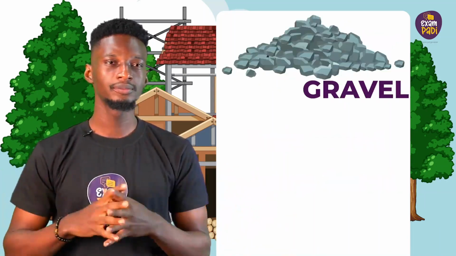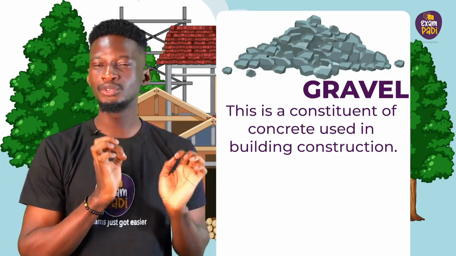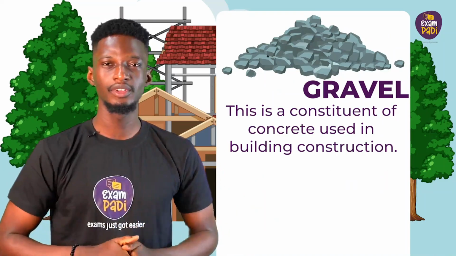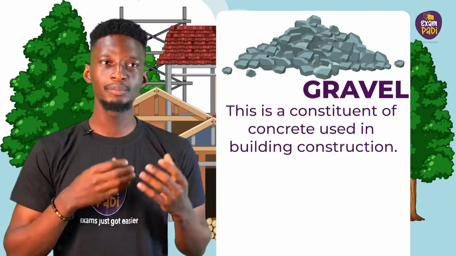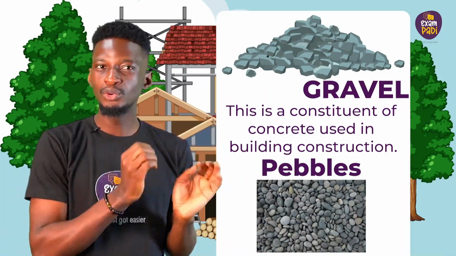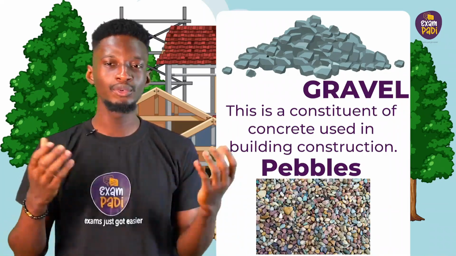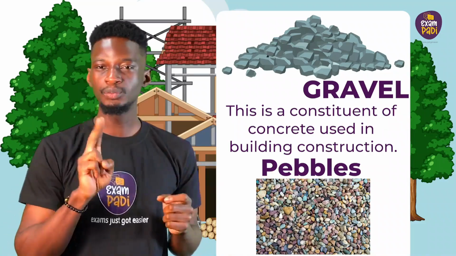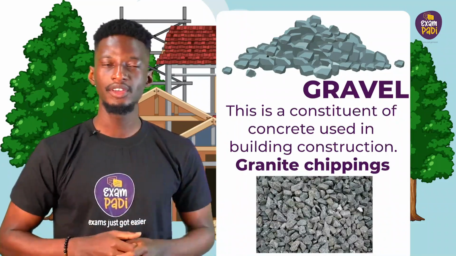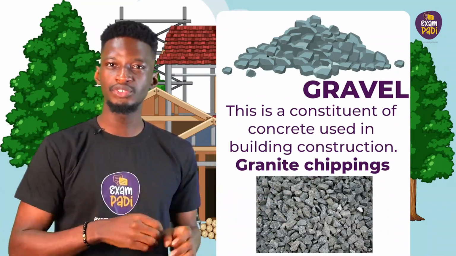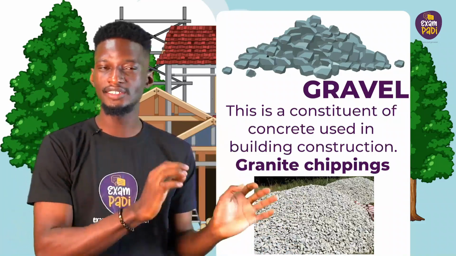2. Gravel. This is a constituent of concrete used in building construction. There are 2 types of gravels, namely: 1. Pebbles. These are small stones excavated from pits or river beds. 2. Granite chippings. These are chippings of blasted granite stones generally collected in grade sizes.